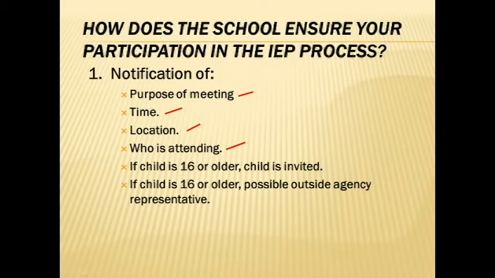If the child is 16 years or older, in the transition stage, then the child is invited. And there are possibly agency representatives that are invited. That could be vocational rehabilitation, a college counselor, or somebody from independent living, those types of individuals to help with the transition plan for your child. If there is somebody there like this, the purpose of the meeting should also say that you're going to talk about transitional issues. If your child is 16 years or older and transitional issues are not on there, you may want to contact the school and talk to them about whether this meeting is going to involve transitional issues also.